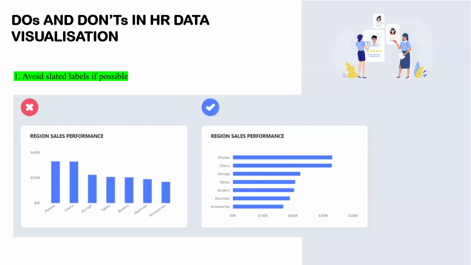There are a few things we need to pay attention to when we are doing data visualization. Like I said, we need to avoid slanted labels if possible. So instead of selecting something like this, we can reach out to this kind of chart.